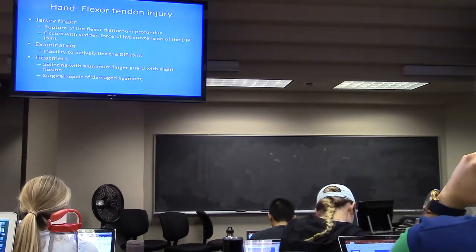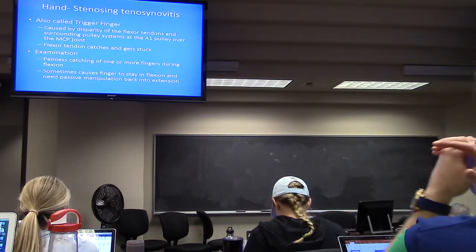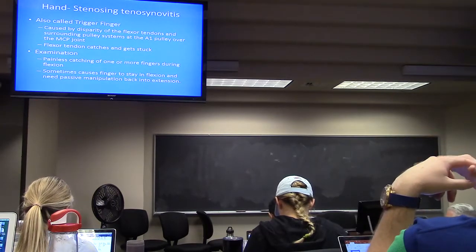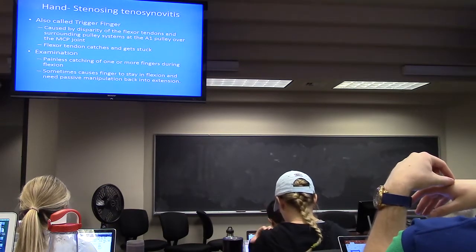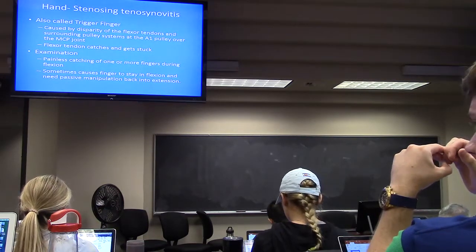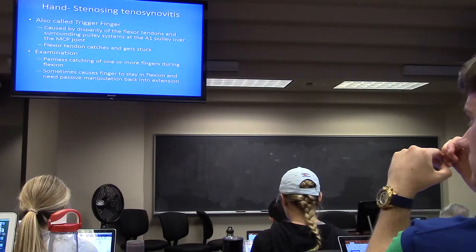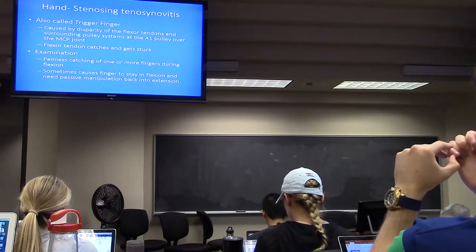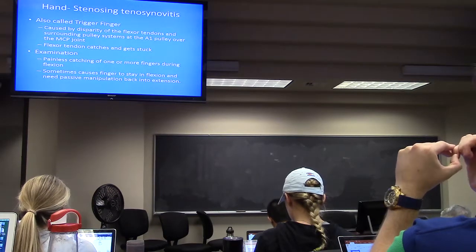All right, any questions over any of those? Pretty simple. Stenosing tenosynovitis, so this is also called trigger finger. It's caused by disparity of the flexor tendons and surrounding pulley systems, A1 pulley over the MCP joint. You guys may not be familiar with A1, A2 pulleys. Look them up. It's not that complicated. I wasn't familiar with it until I started rotating with one of the persons that did this stuff a lot. The flexor tendon catches and gets stuck on one of those pulleys. It's going to be painless catching of one or more fingers during flexion. Sometimes it causes the finger to stay in flexion and needs passive manipulation to get it back into extension.